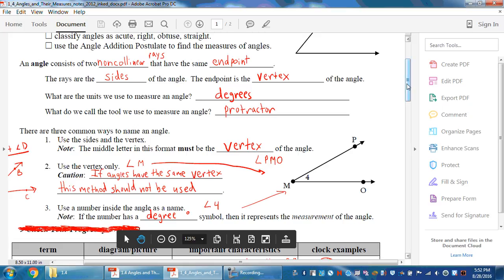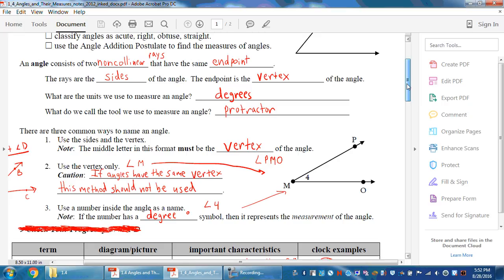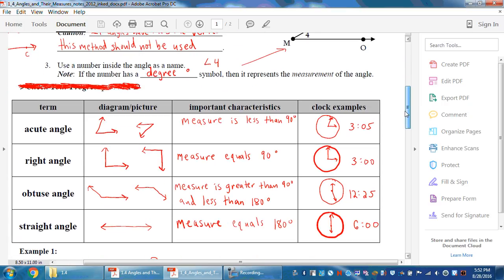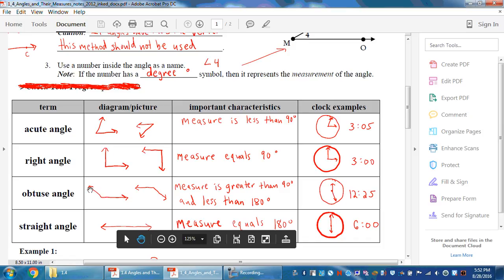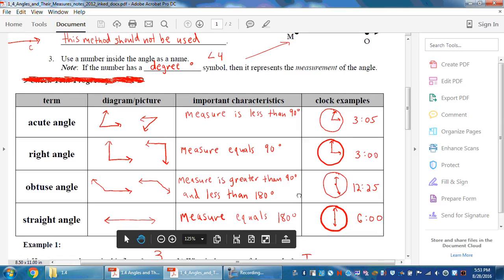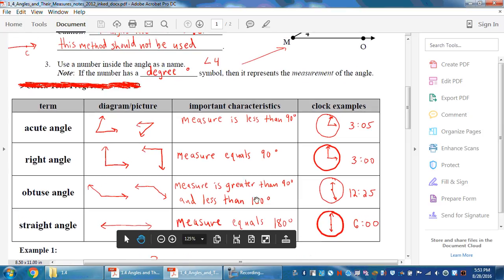Now we can classify an angle, so categorize it based on its measure of degrees. And I think you've probably seen these terms before. An acute angle is one that's between 0 and 90. Here's some examples. A right angle is exactly 90 degrees. An obtuse angle is bigger than 90 but less than 180. And then a straight angle, straight line, is exactly 180. So again, go ahead if you need to pause it and fill that out.